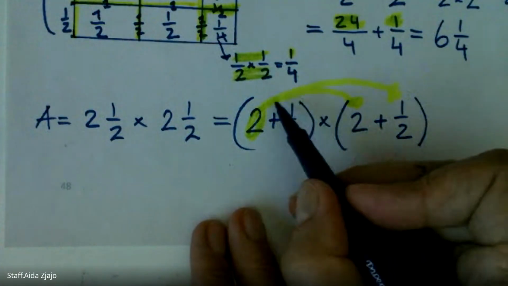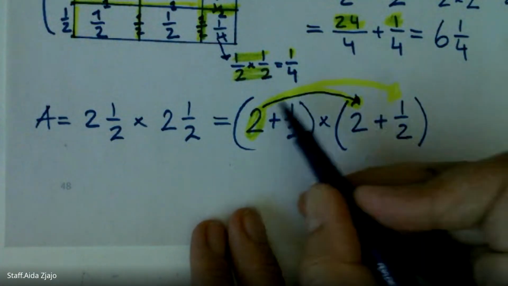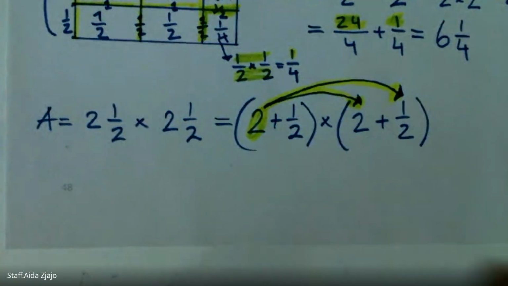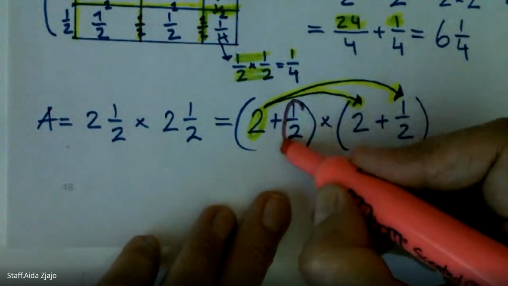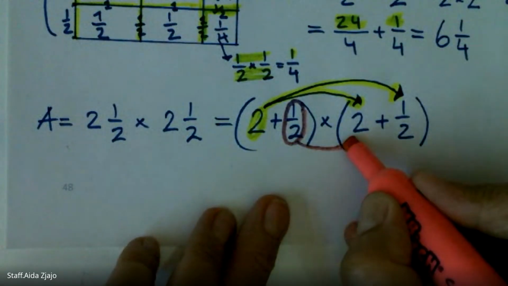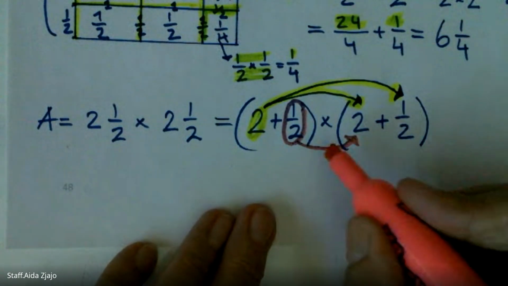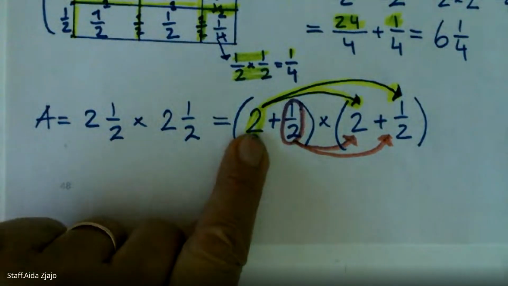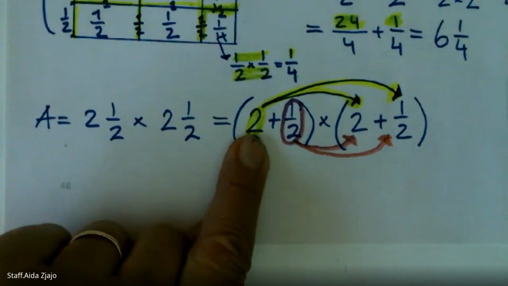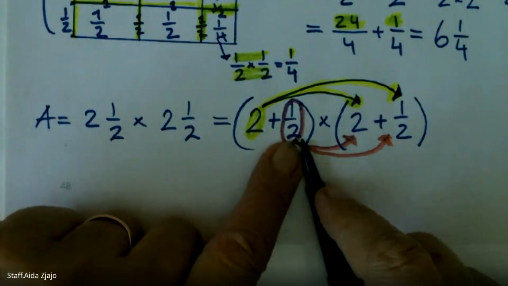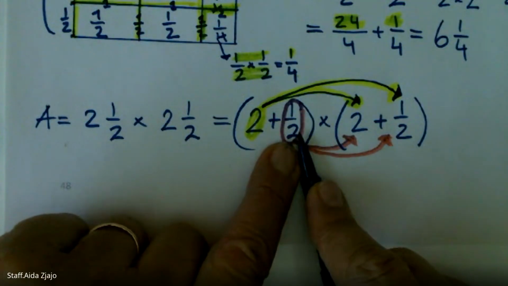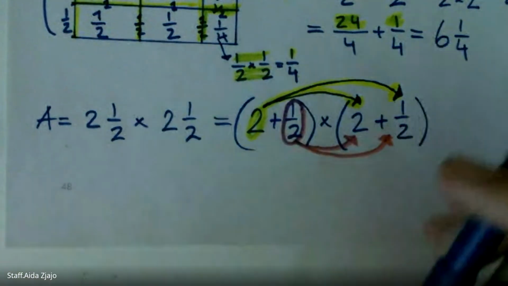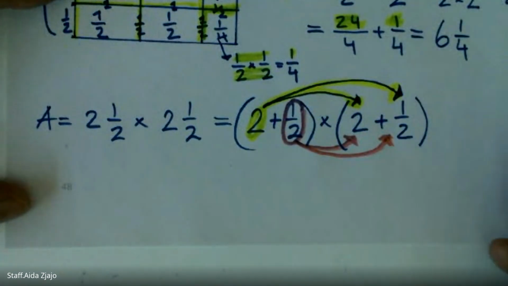So it will be 2 times 2, and it will be 2 times half. Okay. Also, the second number is half, so I need to do half times 2 and half times half. So this is the first number with every number in this parenthesis. This is our second number, and you multiply by every number in the second parenthesis. By using the arrows, it can help you to figure it out.